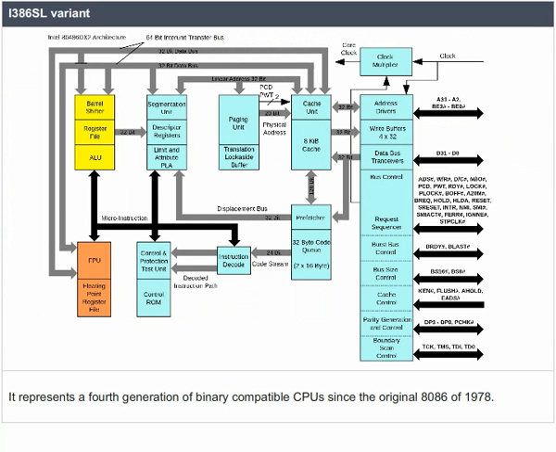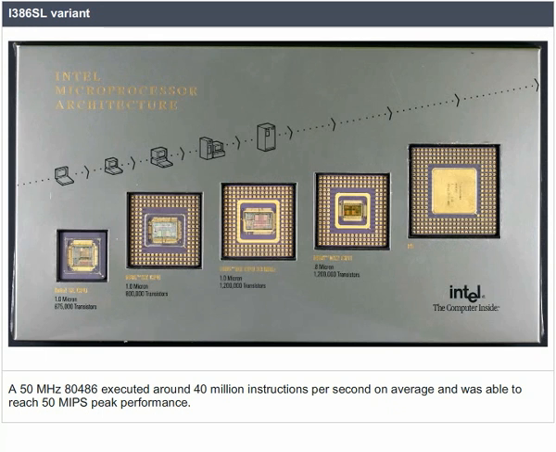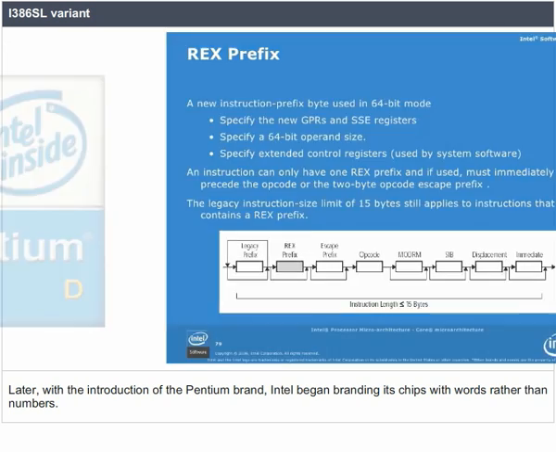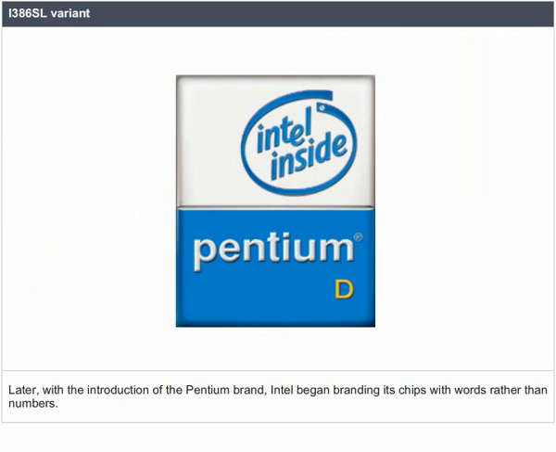A 50 MHz 80486 executed around 40 million instructions per second on average and was able to reach 50 MIPS peak performance. The i486 was without the usual 80 prefix because of a court ruling that prohibited trademarking numbers. Later, with the introduction of the Pentium brand, Intel began branding its chips with words rather than numbers.